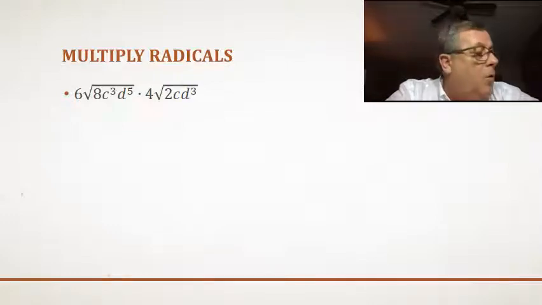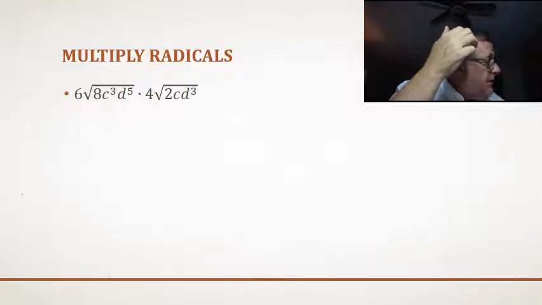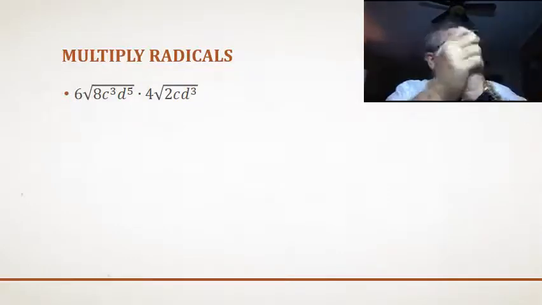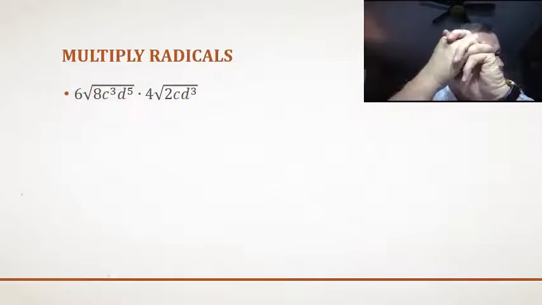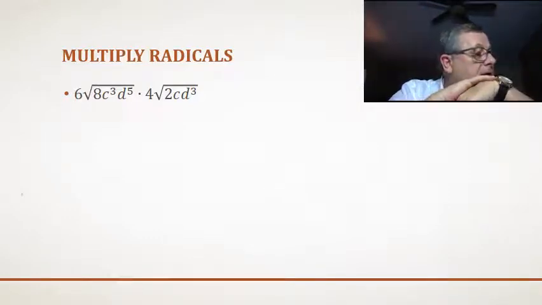All right, now we're moving forward. We're going to multiply radicals in this chapter, section 6.5, operations with radical expressions. If you turn to page 417 in your textbook, this is example 3, where we are going to multiply radicals. So we've got two radical expressions here.